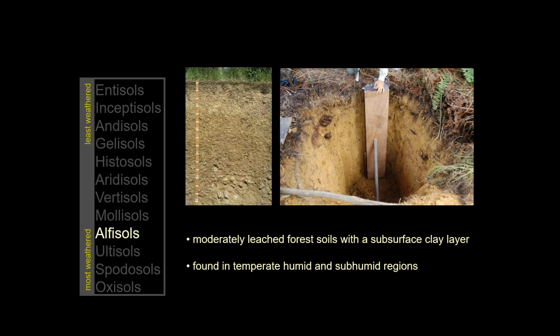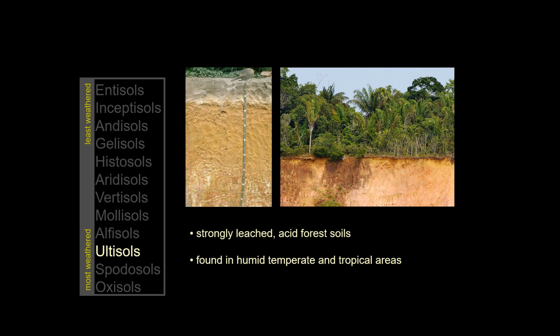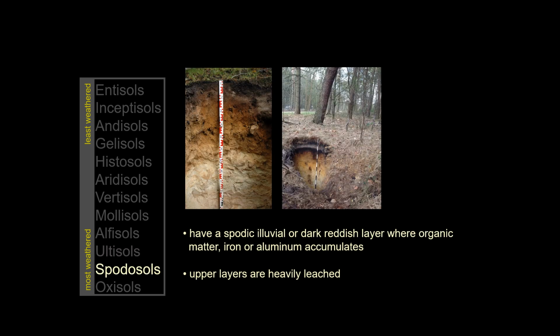And then as we move, remember we're getting to more weathered soils. Alfisols are moderately leached forest soils with a subsurface clay layer, found in temperate, humid, and some subhumid regions. So these are found throughout the U.S. Ultisols, strongly leached soils, acid-forward soils. These are found in humid, temperate, and tropical areas. So soils you might find in the Brazilian rainforest, but even more likely some of the soils a little later in the list here.